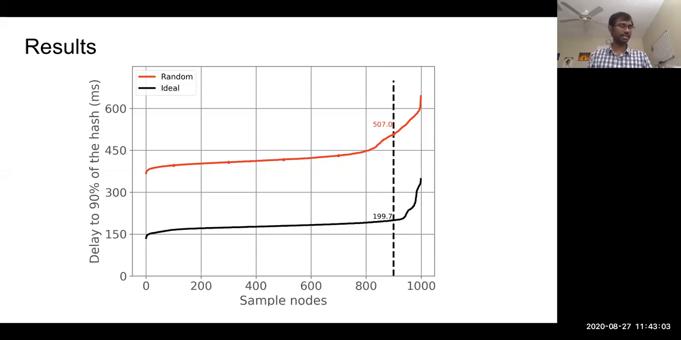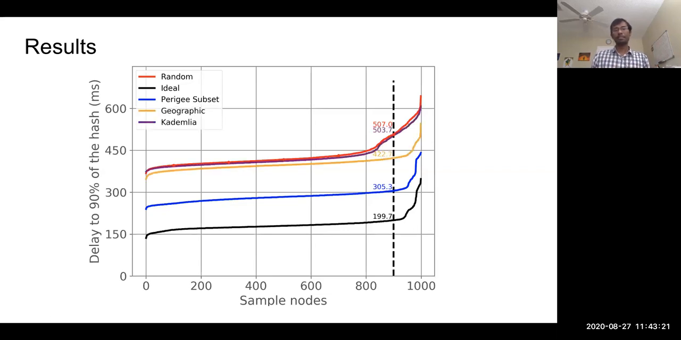And at the other extreme, we have the complete graph. Everyone's connected to everyone, and this takes about 200 milliseconds. And Perigee, on the other hand, takes roughly 300 milliseconds, which is 30–40% better compared to random. Now, Kademlia is a structured solution, but it's also not going to be looking at geography of the nodes, so its performance is similar to random. Whereas this geographical algorithm, even though it considers geography in some sense, is only slightly better compared to the random algorithm.